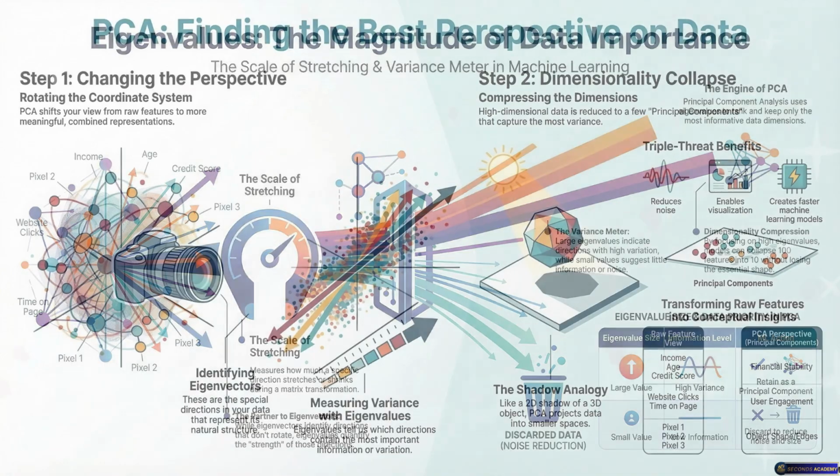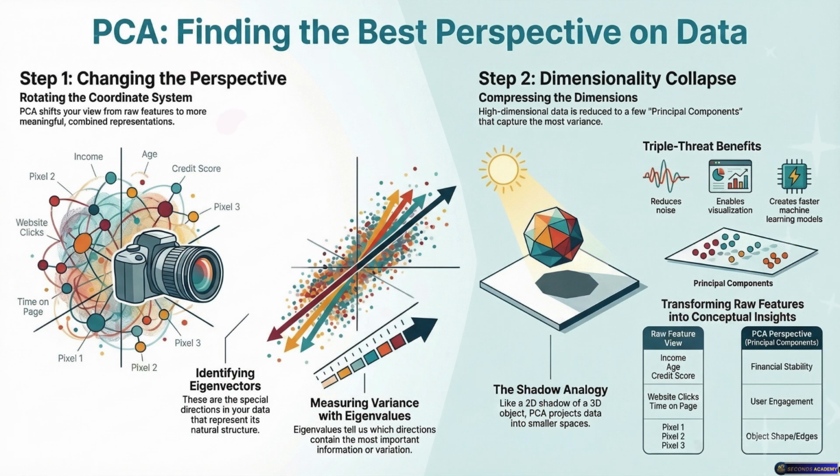This is exactly how PCA makes its decisions. PCA computes the covariance matrix of your data, finds these eigenvectors, which are the natural axes of the data, and then looks at their eigenvalues to rank them by importance. Which perfectly transitions us to the practical application of this, dimensionality collapse. Or, to use a geometric analogy, casting a shadow.